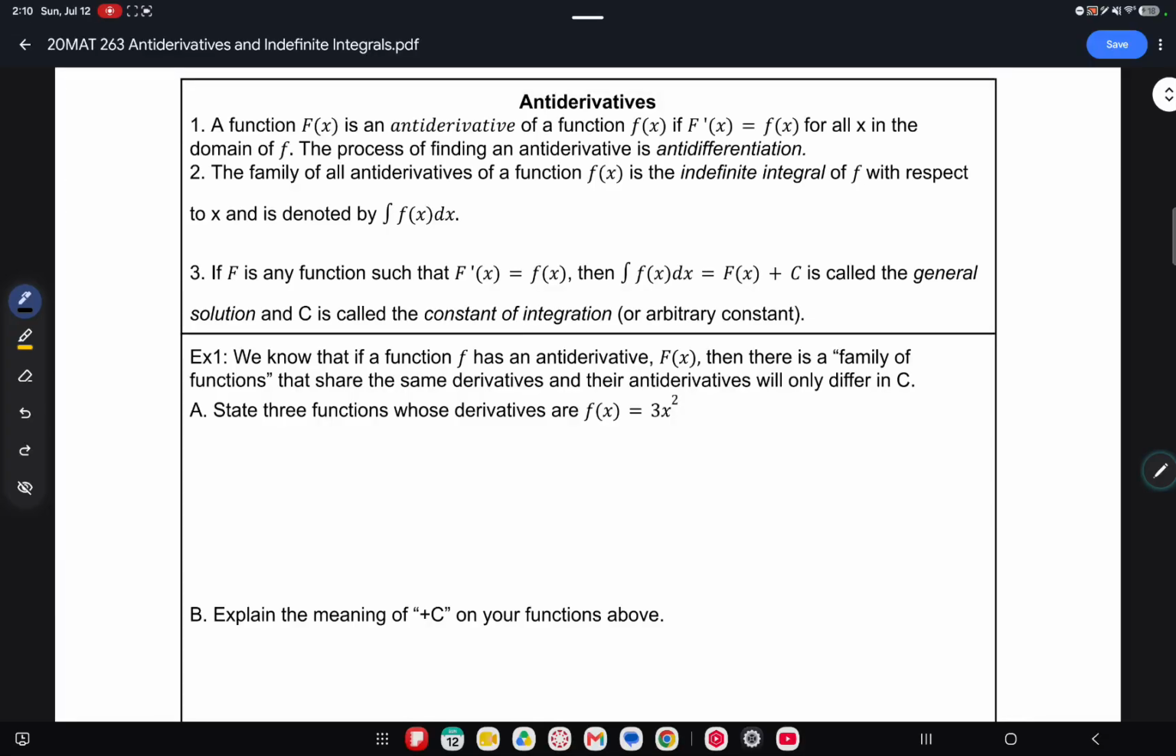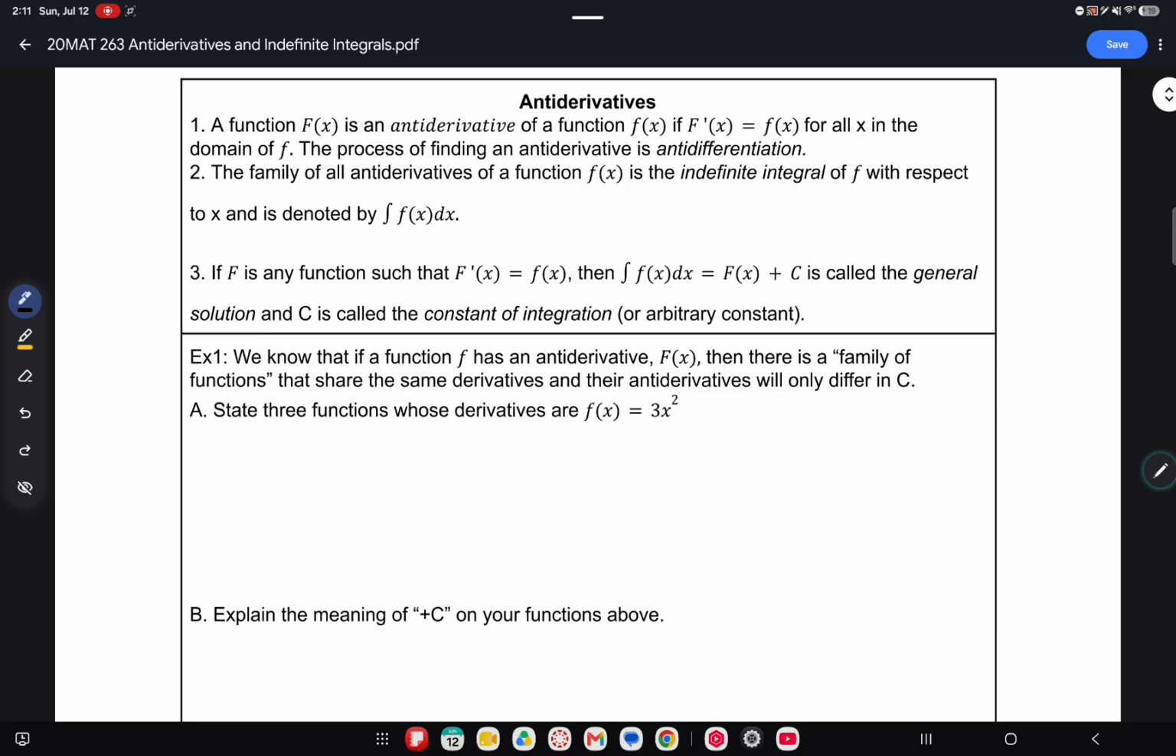All right, we're going to look at antiderivatives and the indefinite integral. So a function, and I'm going to call it big F of x because of these different letters here, is an antiderivative of function f of x if big F prime of x is the same as f of x for all x in the domain of f. And that process of finding the antiderivative is called antidifferentiation or integration.